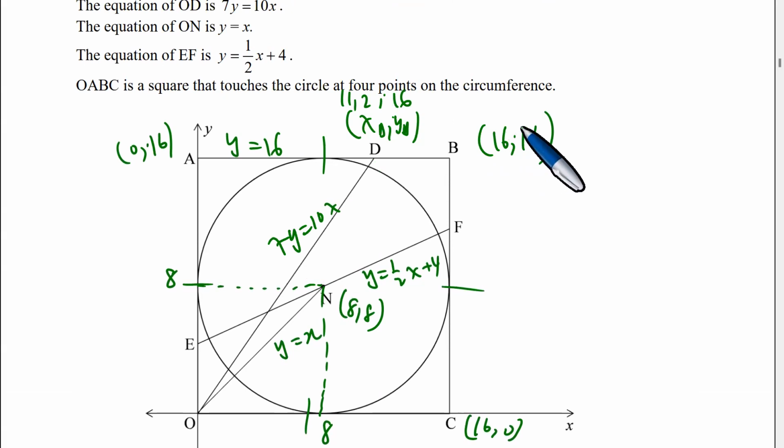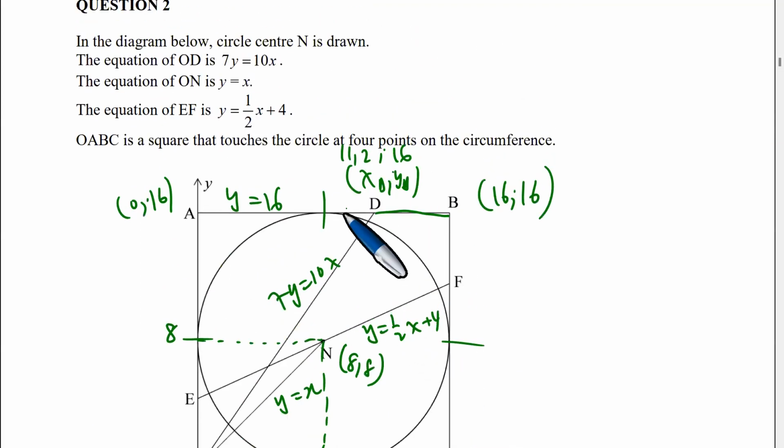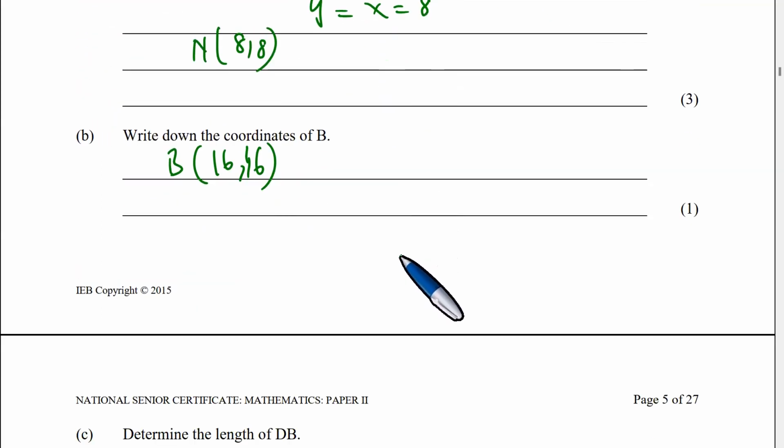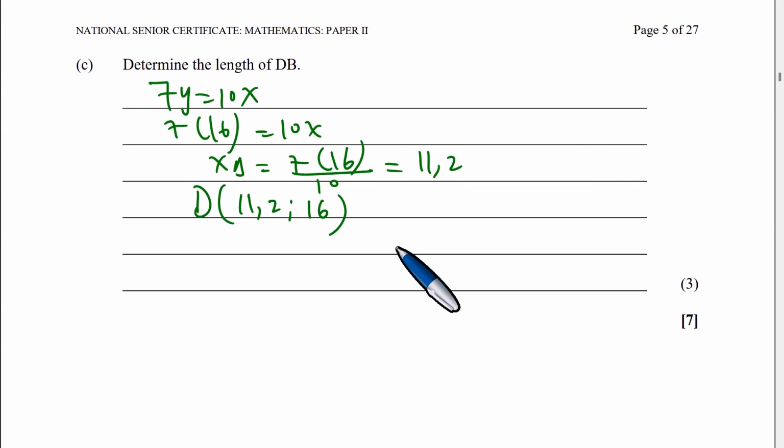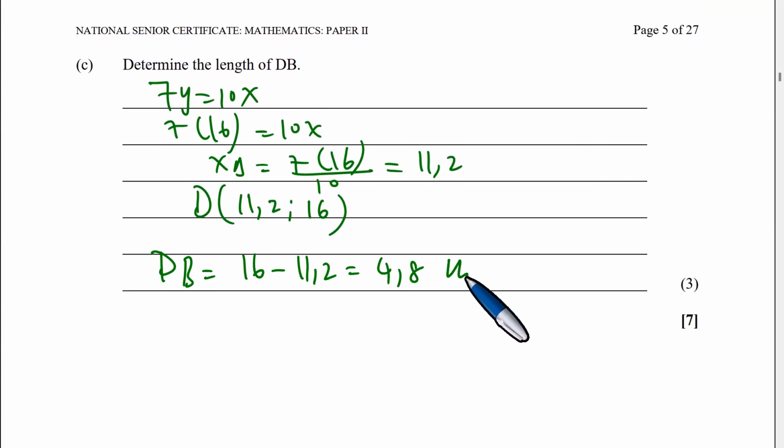Now we answer the question, what is the length of DB? To find the length of DB, we need to find the distance from here to there. The y values are the same, so just subtract the x values. So it's 16 minus 11.2, and it's exactly DB, which is 4.8 units.